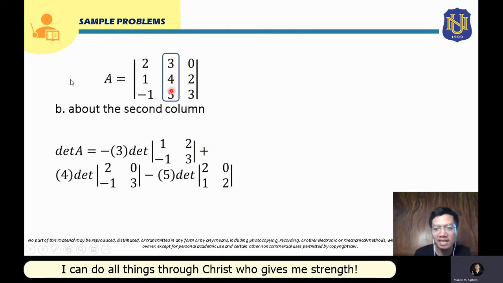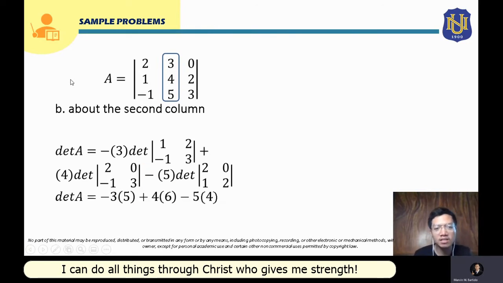Now for the last element, that is 5, so that will be 5, and then solve for its cofactor. We just have to delete the row and the column and solve for the determinant of the remaining elements, 2, 0, 1, 2. So multiplied by the sign convention of 5, which is positive, negative, positive. So it should be negative here.